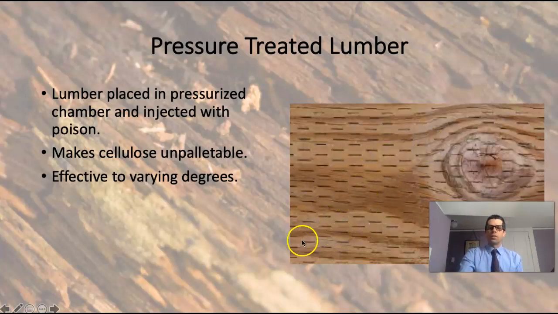That makes all of the cellulose material in that wood unpalatable to all of these organisms. The thing I've tried to point out in the past is this treatment only goes in a quarter of an inch, an eighth of an inch maybe. As soon as you cut a piece of pressure treated wood and look at the end grain, you're going to see a little green ring around the perimeter, and the entire inside of that piece of wood is going to look like a normal piece of fir or a normal piece of pine.